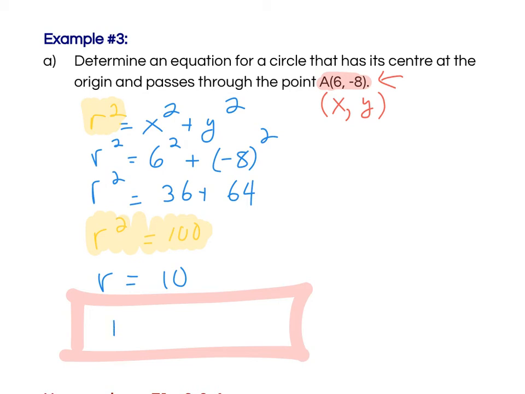That 100 is equal to x squared plus y squared, right? Because my r squared is actually 100. So there I've solved the equation for my circle. I don't think that was too taxing. Let's take a look at the second half of this question.